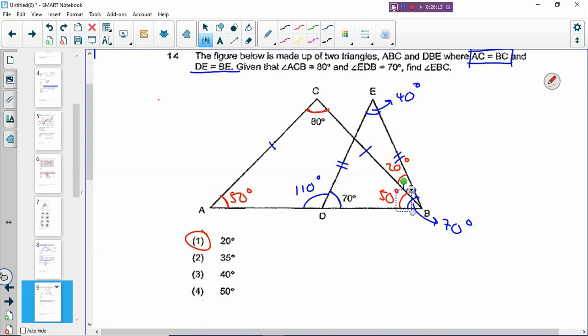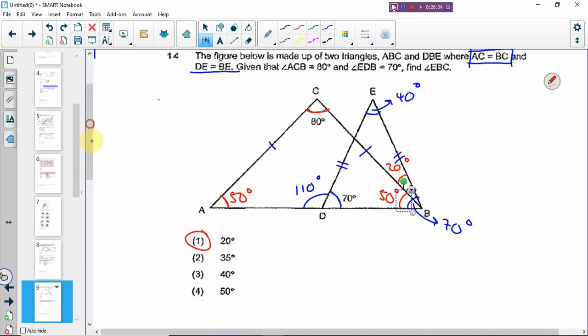Alright, so that's how you solve angle problems. You mark out the sides that are equal, you indicate the question mark, and you put the information on the picture. And then after that, you look for easy angles, and through the easy angles, you will be able to find the question mark.